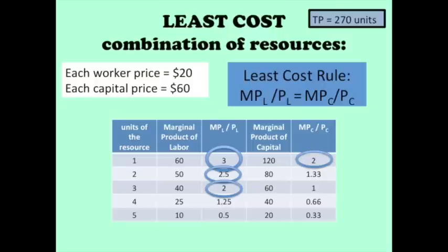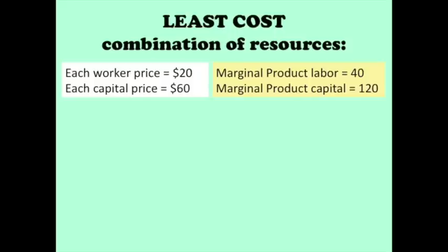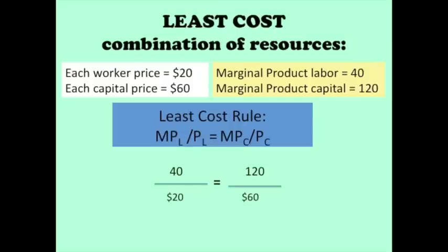This will result in a total output of labor of 60 plus 50 plus 40 units and a total output from capital of 120 units. 150 plus 120 equals 270 units. Voila! I have found the least cost way to produce 270 units by hiring 3 workers and buying 1 piece of capital. Notice how least cost is simply a way to find the least cost combo of labor and capital to make a set amount of output, 270 units in this case.